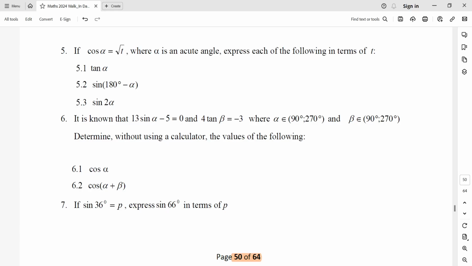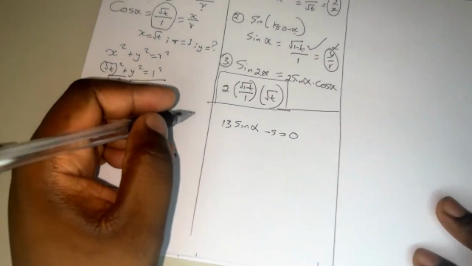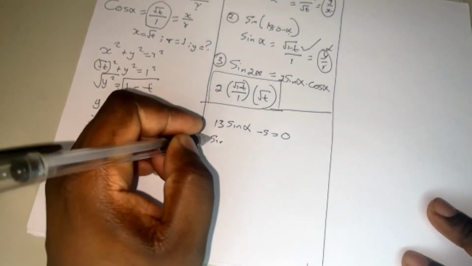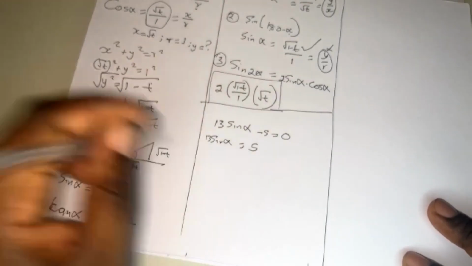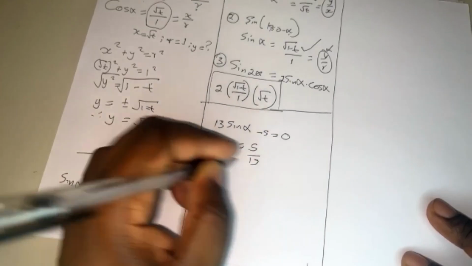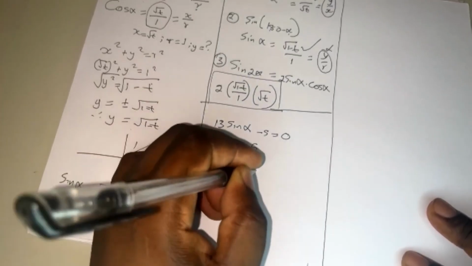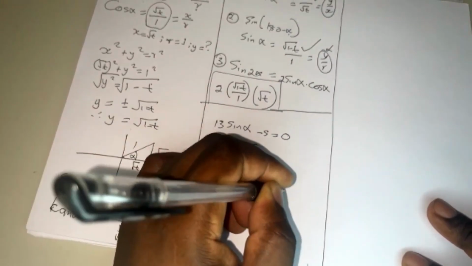Let's break this down without looking at the second part. If you break it down, we will have 13 sine alpha is equal to 5. We take minus 5 to the other side and multiply by negative. Then we divide both sides by 13. Then we will have sine alpha is equal to 5 over 13, which is equal to y over r.